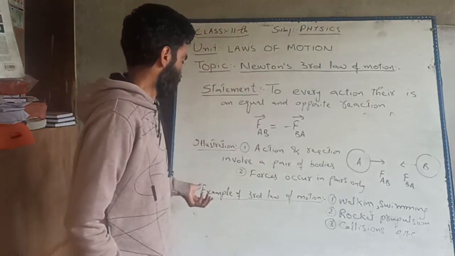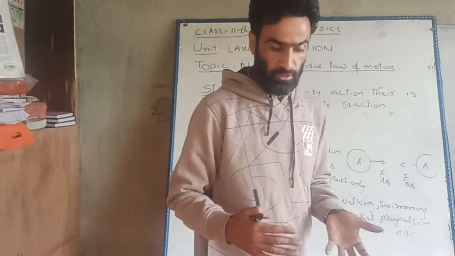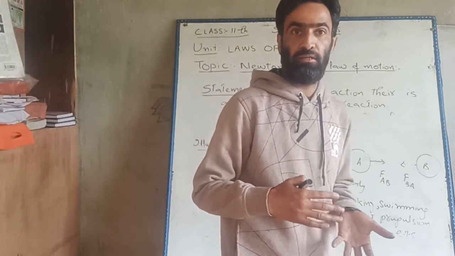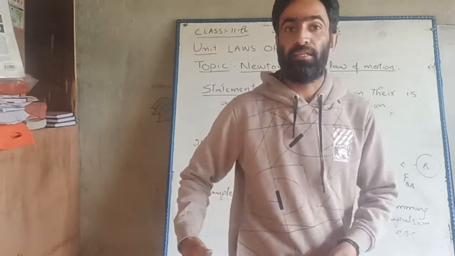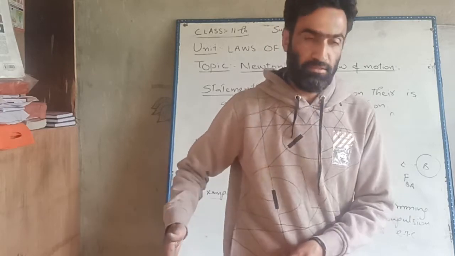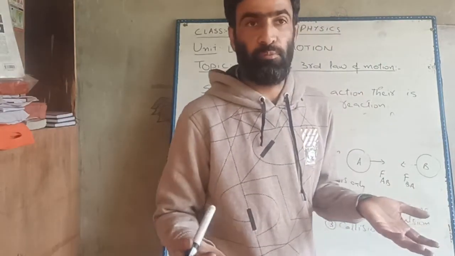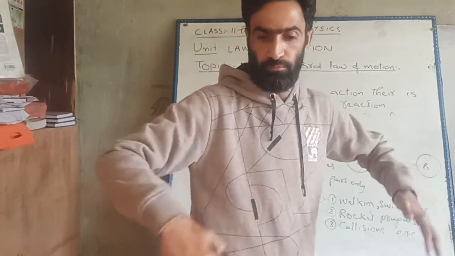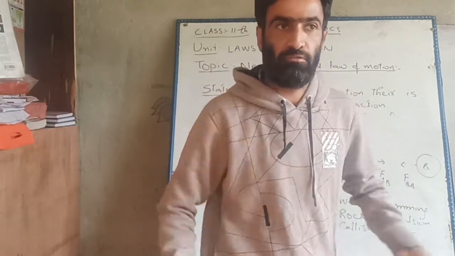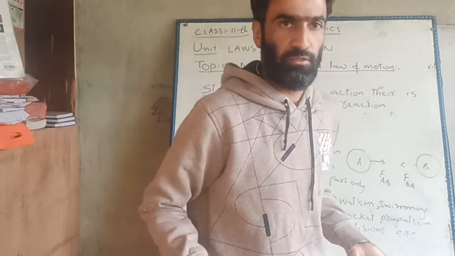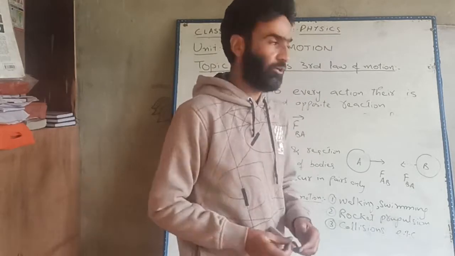These are the examples of the third law of motion. Walking. In walking, what happens? Our foot acts upon the earth in the backward direction, and then the earth reacts on us in the forward direction. Then we can walk. In the same way, in swimming, the swimmer pushes the water backwards and the water reacts in the forward direction, helping him move forward. And in the same way, rocket propulsion. In the rocket, what happens?